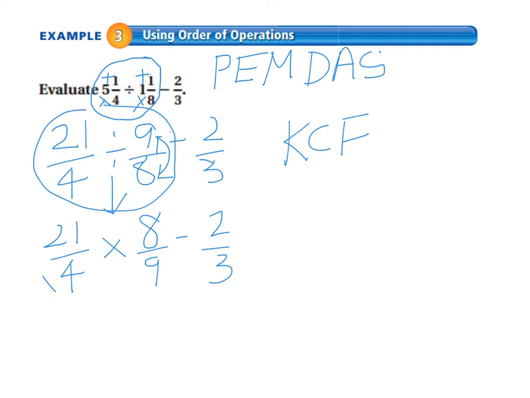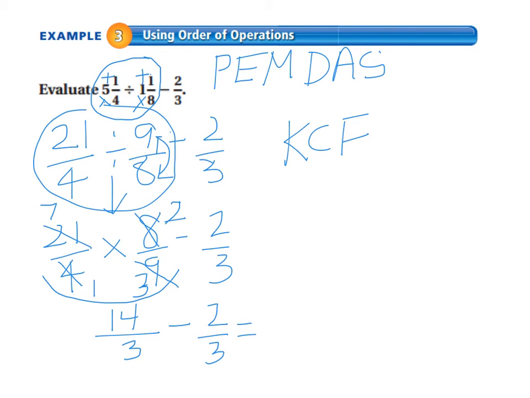I have multiplication here now, and in doing multiplication I first want to take out any common factors. I see a 4 here and an 8 here. Those both have factors of 4, so 4 divided by 4 is 1, and 8 divided by 4 is 2. I also see a 9 and a 21, which both have factors of 3. So I'll take a factor of 3 out of 9, which would leave me with 3, and a 3 out of 21, which would leave me with 7. Now I can multiply these two fractions. 7 times 2 is 14, and 1 times 3 is 3. So I have 14/3 minus 2/3.